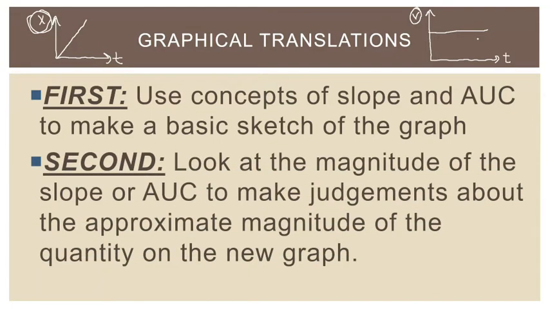Your second job is to look at the magnitude of the slope or area under the curve to make judgments about the approximate magnitude of the quantity on the new graph. This part you're not supposed to go nuts about, but let's just say here that after this part of the graph, it went like this and then continued with like a much larger slope.